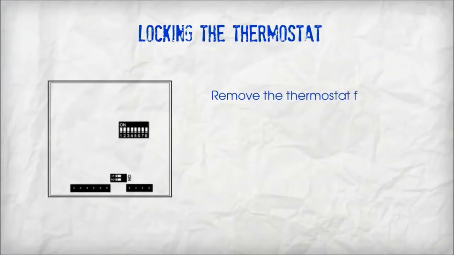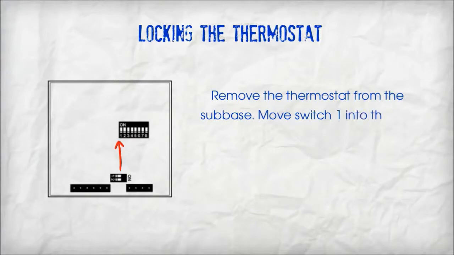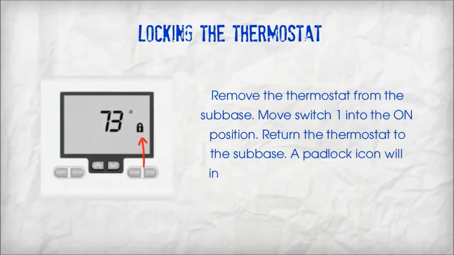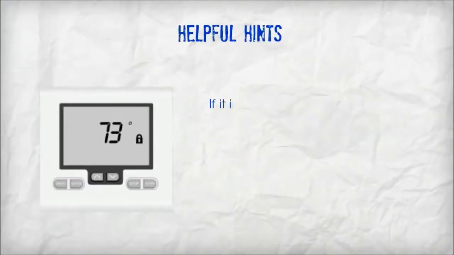To lock the thermostat, remove the thermostat from the sub-base. Move switch 1 into the on position. Return the thermostat to the sub-base. A padlock icon will indicate the thermostat is locked.